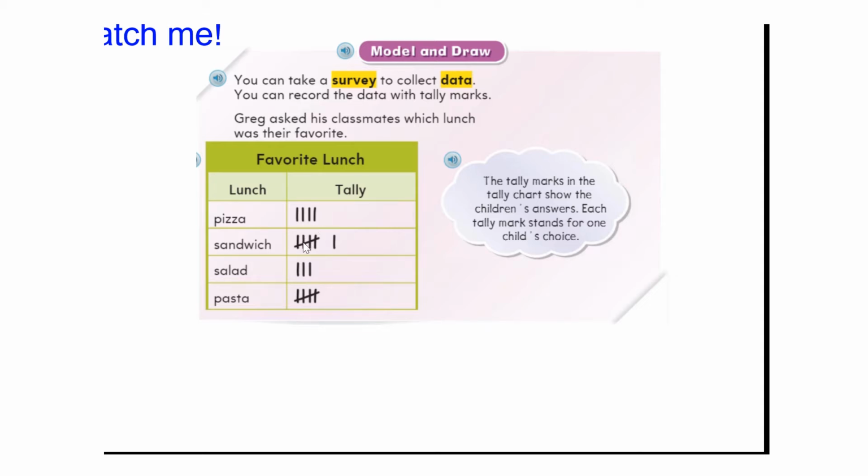Instead of counting each one of these sticks individually, we can say 5, 6. So pizza had 4, sandwiches had 5, 6, salads had 3, and pasta, just by looking at it, you know has 5 because it has a diagonal line.